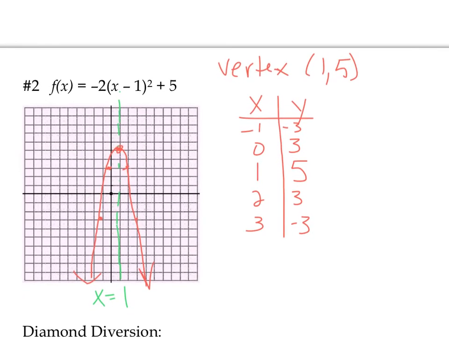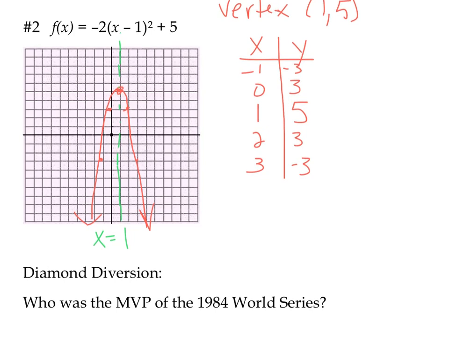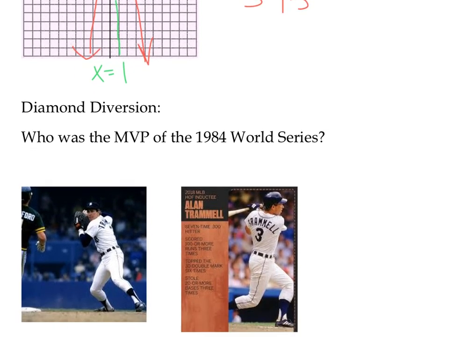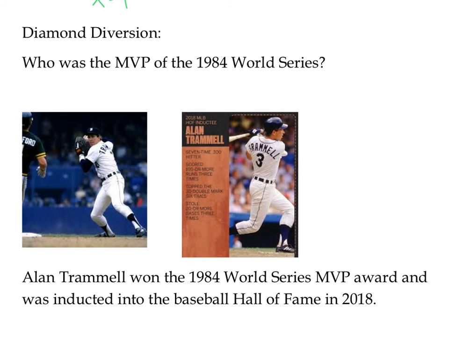All right. A diamond diversion. Who was the MVP of the 1984 World Series? The MVP of the 1984 World Series was a Detroit Tiger. They won the World Series that year. Alan Trammell. Alan Trammell was the World Series MVP, and he was recently inducted into the Baseball Hall of Fame in 2018. He had his number 3 retired by the Tigers in 2018 as well.